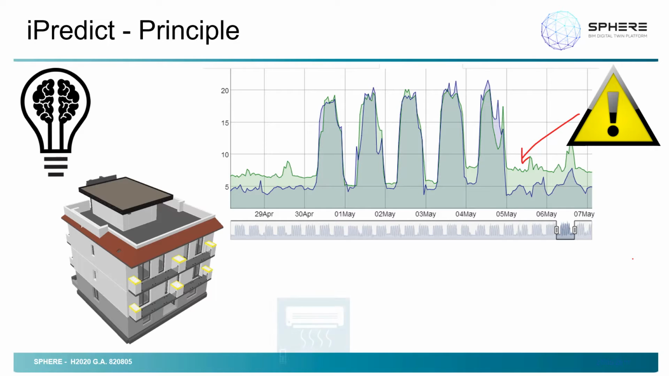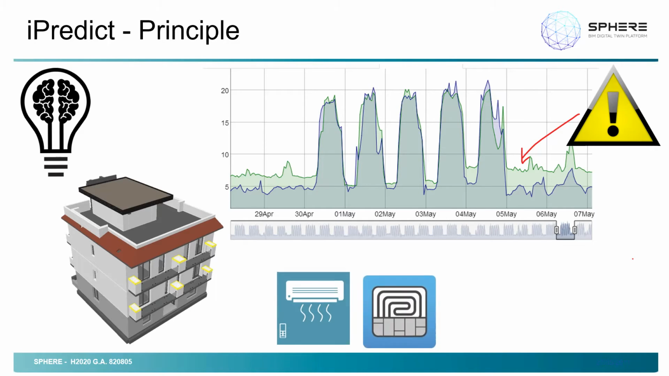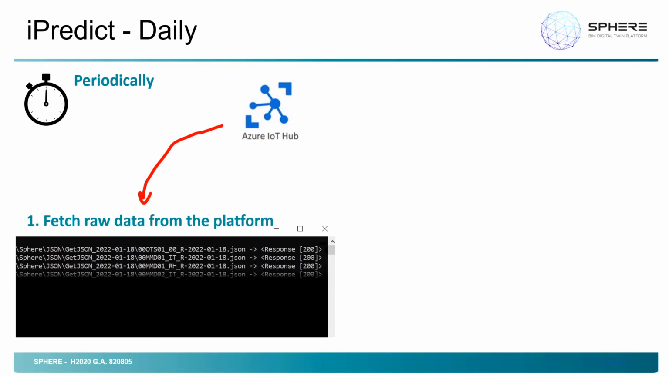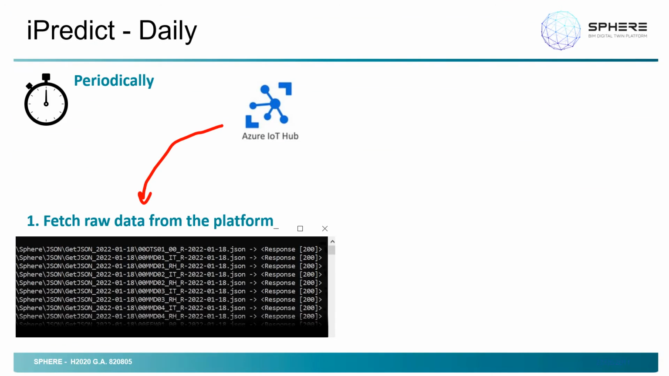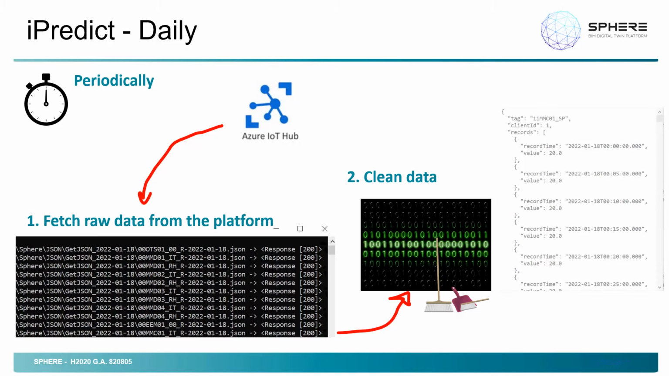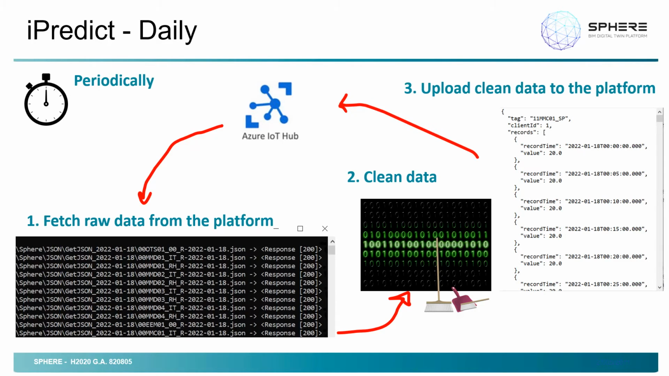In this pilot, iPredict analyzes the heating and cooling facilities. A request is triggered to fetch the latest sensor data from the IoT platform. To assure a good data quality for the algorithm, another process cleans the data to get rid of outliers and populate missing values, as well as resampling and aligning at convenient time resolution. This clean data is sent back to the IoT platform using a web service for later usage.